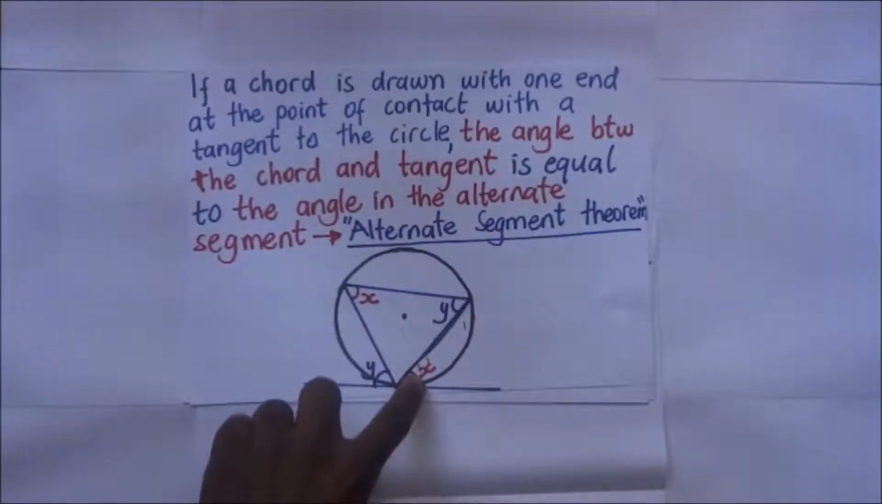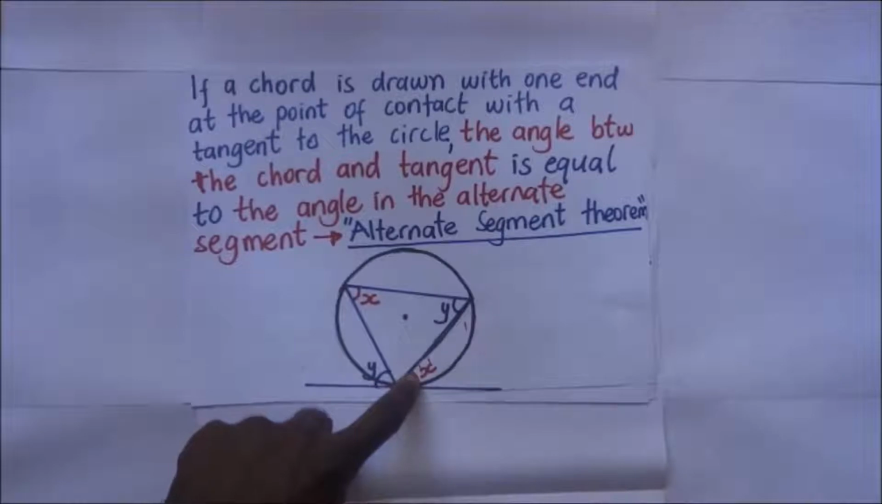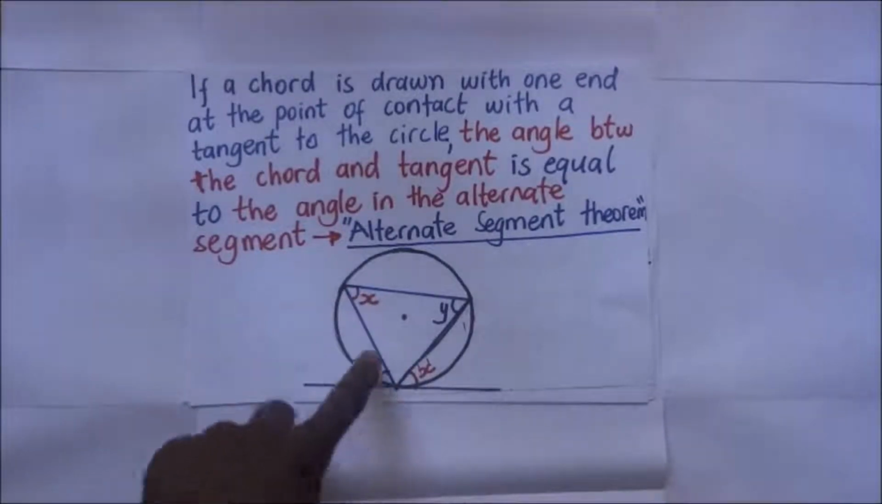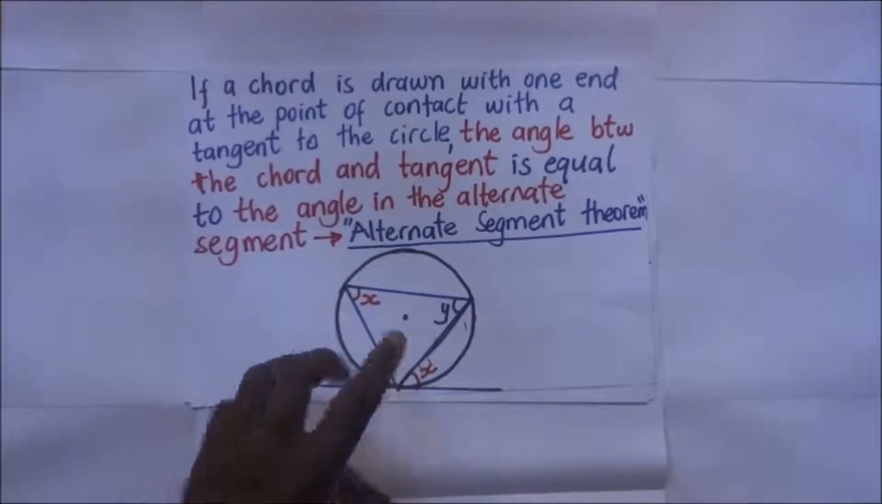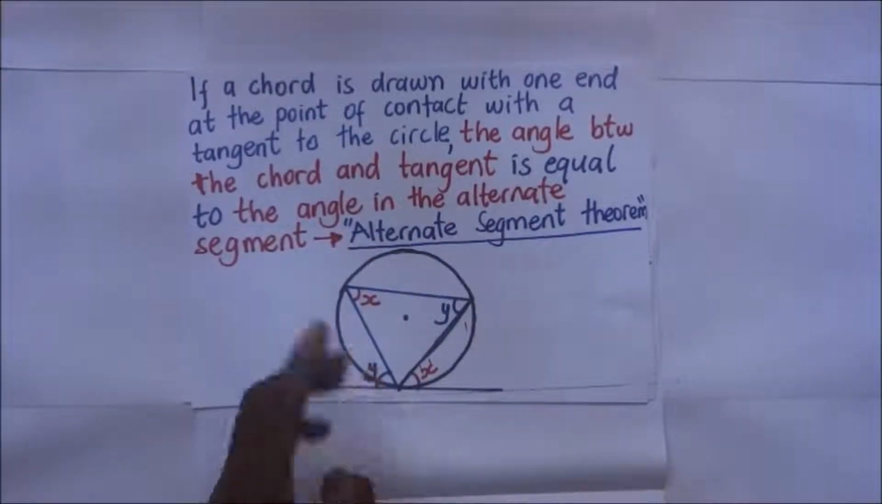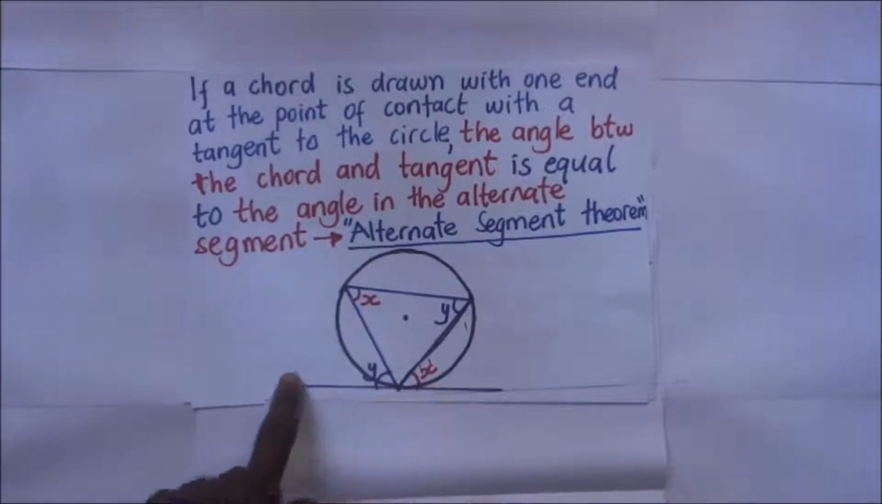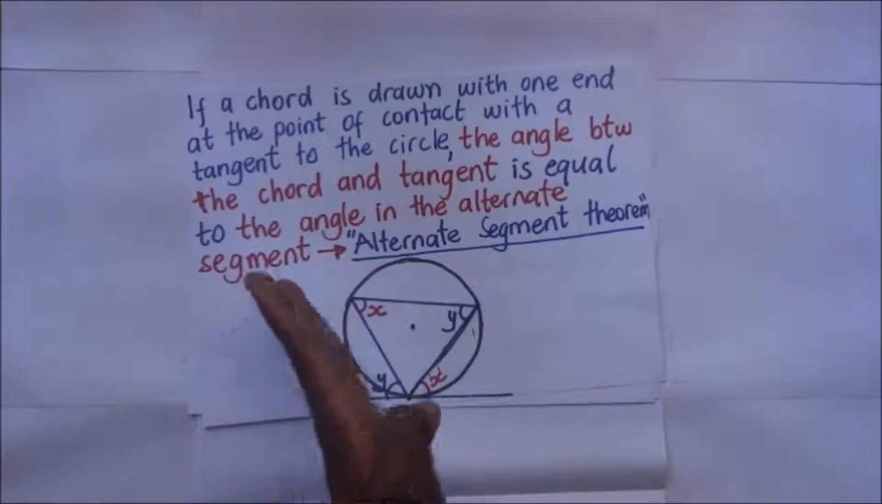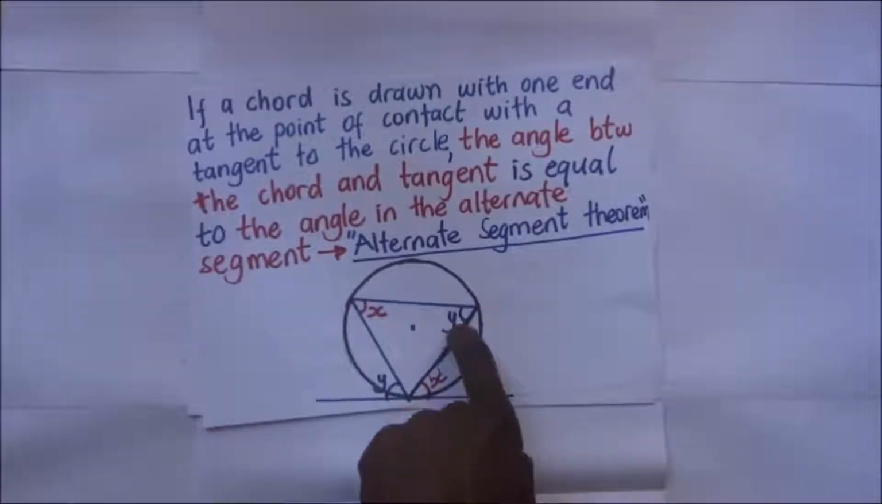If you look at this value of x, this is the angle x. The angle in the alternate segment is that one. Likewise, this is another chord dividing that segment and this segment. So if the angle between the tangent and the chord is y, it means the other angle in the alternate segment will be that one.